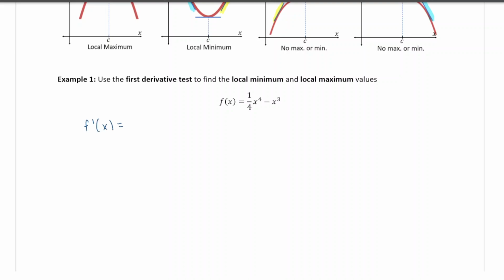Just using the power rule, it's going to be x cubed minus 3x squared. Okay, to find the critical numbers at c, we're going to set this to 0.